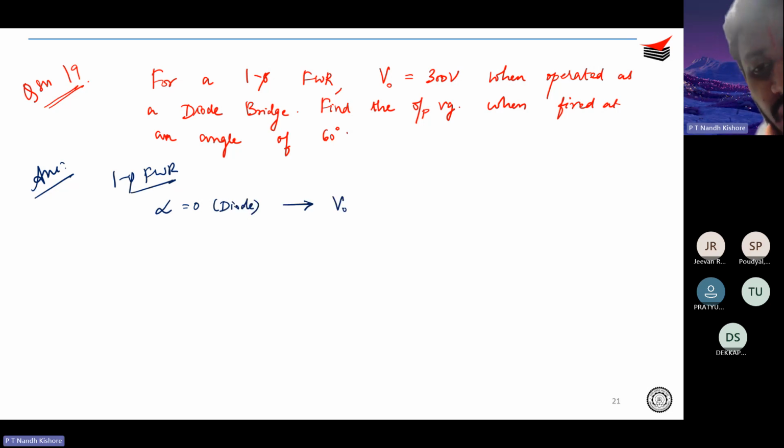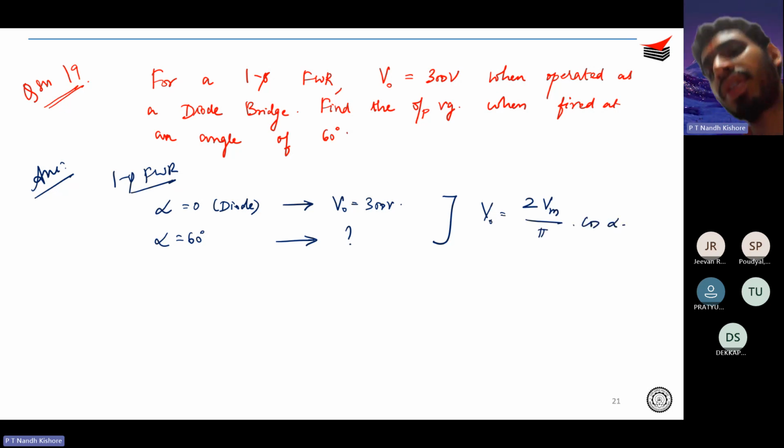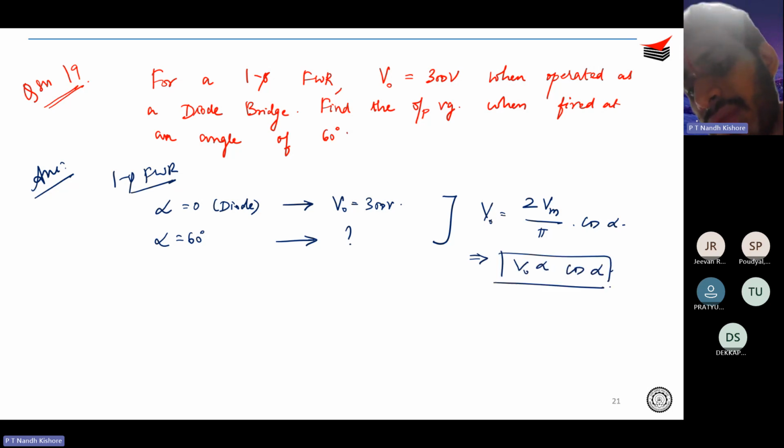Then the output voltage is 300 volts. So alpha is 60 degrees. What is V naught in the single phase full wave rectifier? V naught is 2 Vm over pi cos alpha, correct? Or you can say V naught is proportional to cos alpha.